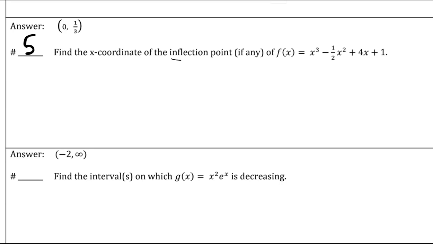Alright, so an inflection point needs two things to happen. Concavity has to change, and it has to be a point on the graph. More often than not, you guys don't check the point part, and that sometimes will make you miss some questions. But they occur when the second derivative is 0 or undefined.